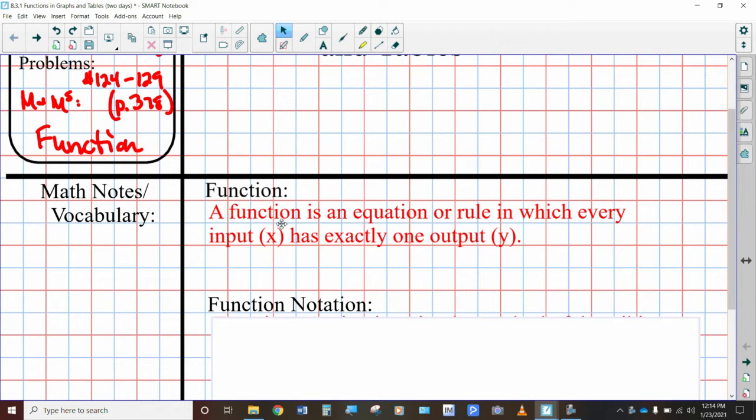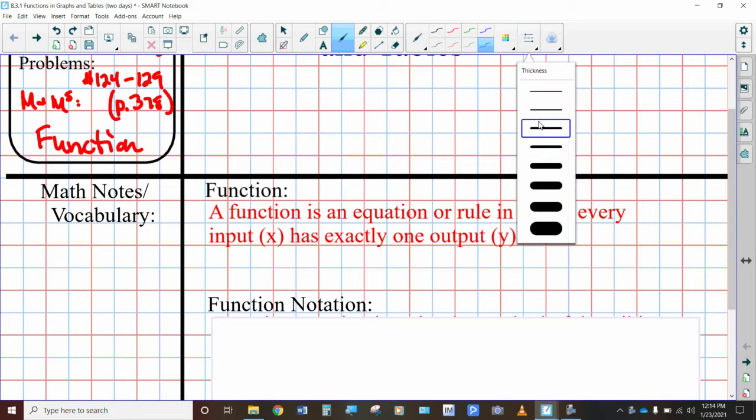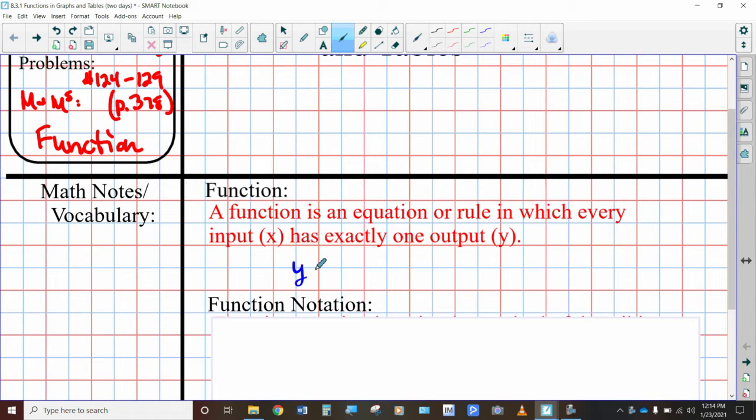And so we would say that a function is an equation or a rule in which every input, which would be the x values, has exactly one output, which would be the y values. So if you think about this, just think about any of those rules that we've been working on throughout the first semester and that we keep seeing pop up periodically in our homework, maybe like y equals 2x plus 5.